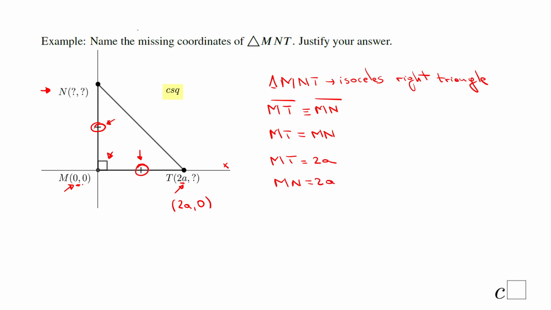So if we're looking here, the y-coordinate of point M is 0. So what should be the y-coordinate of point N? That should also be 2A. And this point is on the y-axis, so the x-coordinate will be 0. So that is about this example.